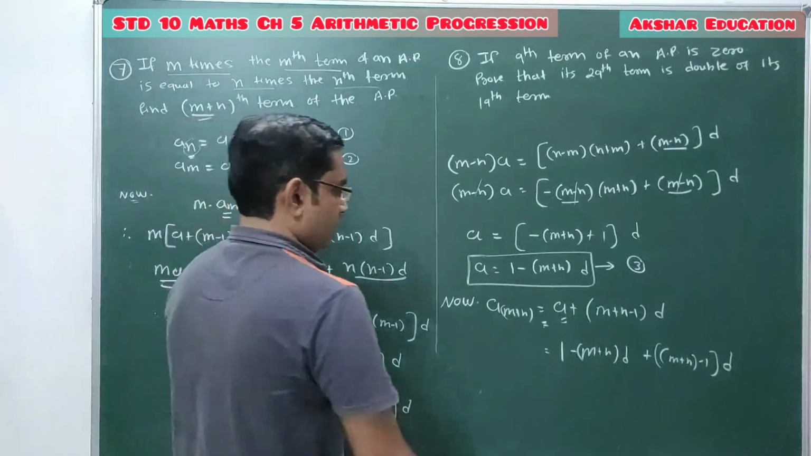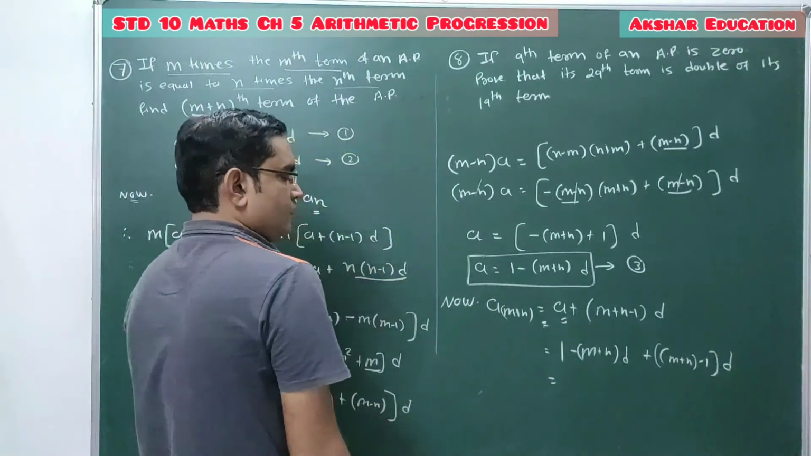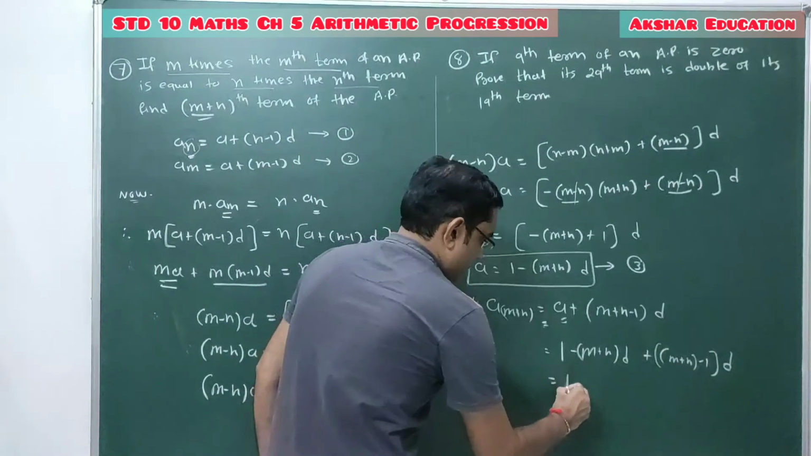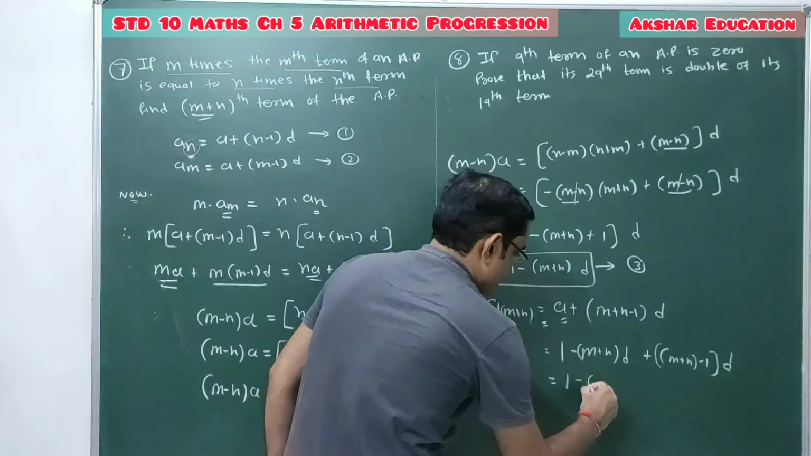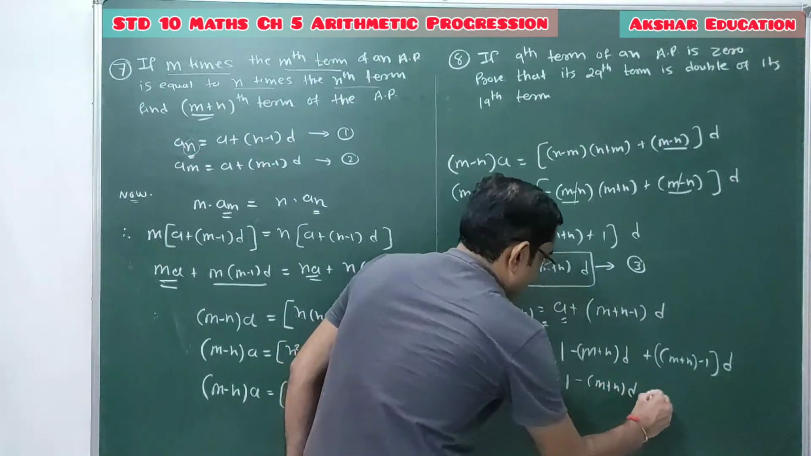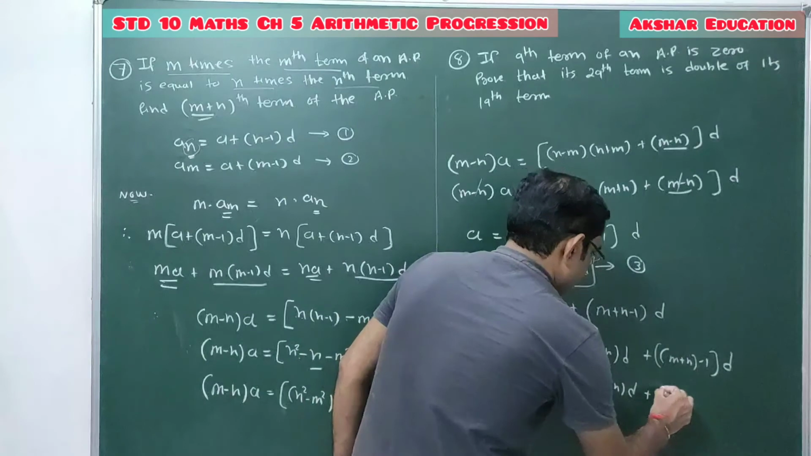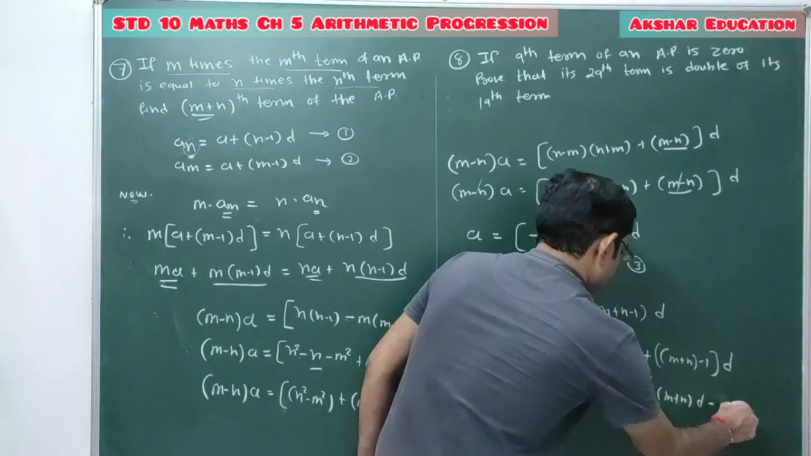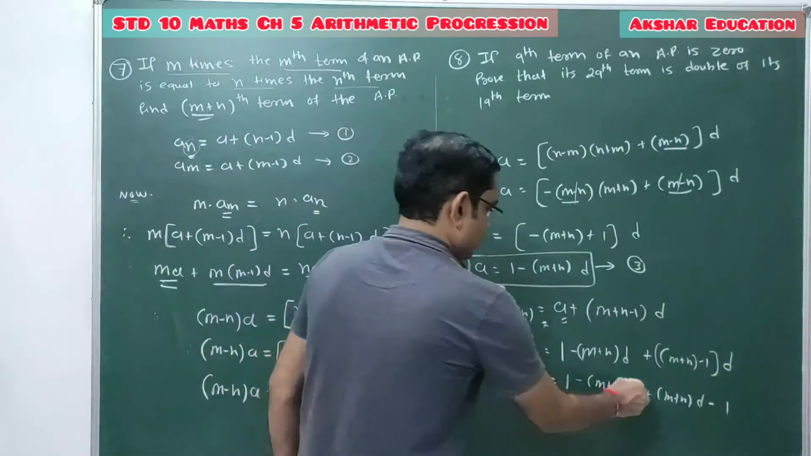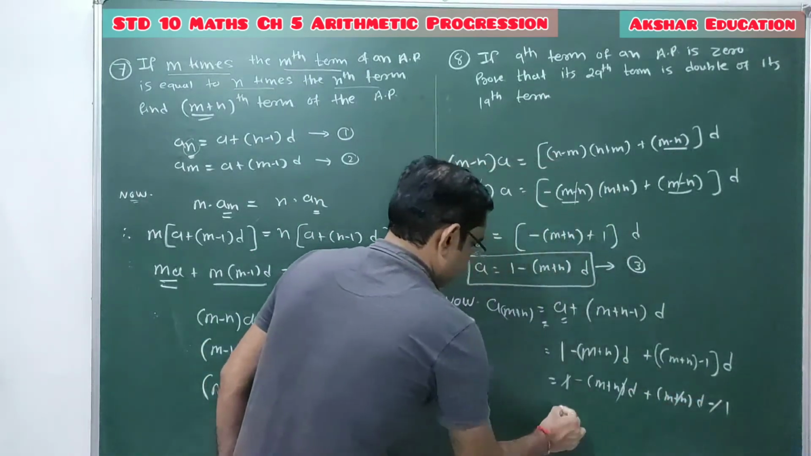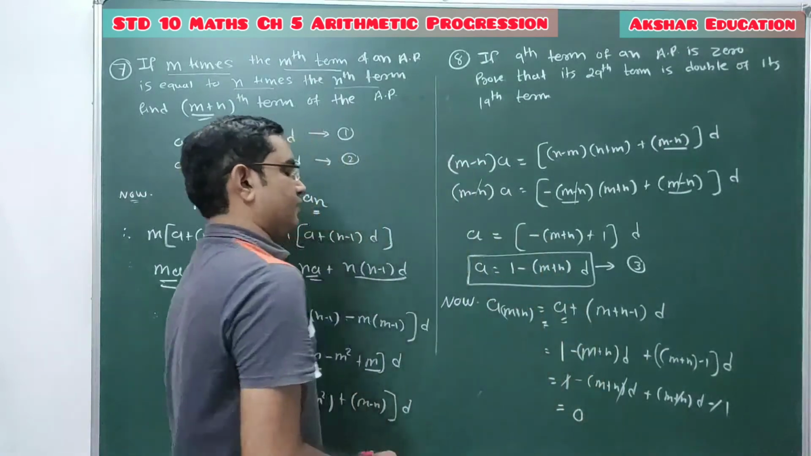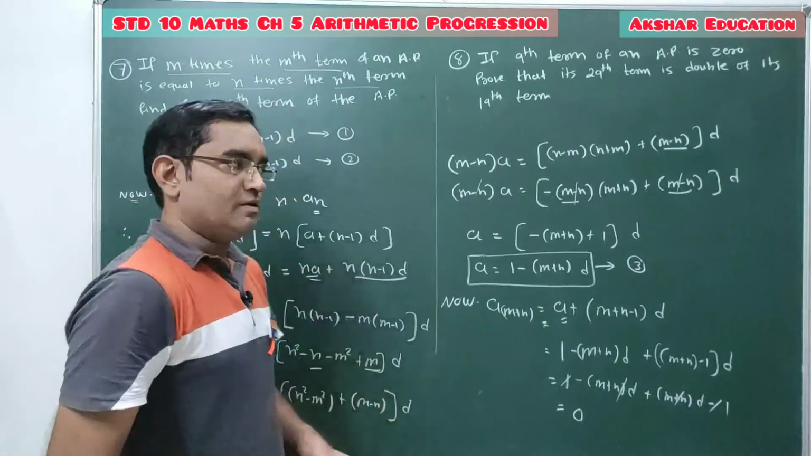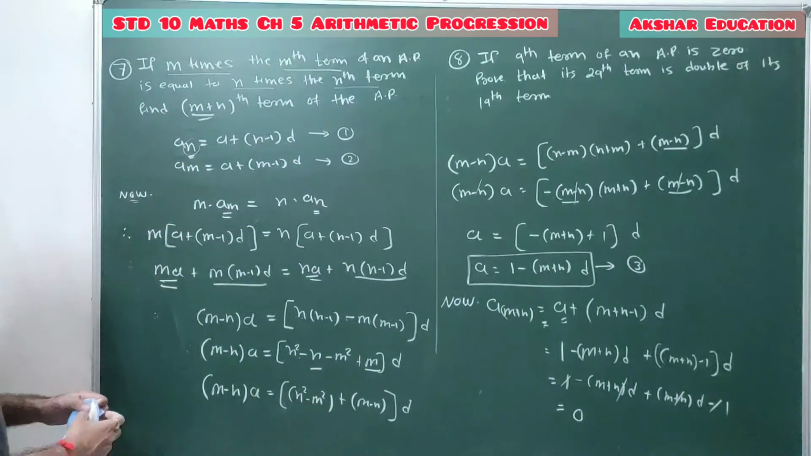Done? So this will be equal to, 1 minus (m plus n) d plus (m plus n) d minus d. So this will be cut, all terms will be cancelled out. This is equal to 0. So m plus n term of a given AP is 0. Clear students? Pause the video and note it down.